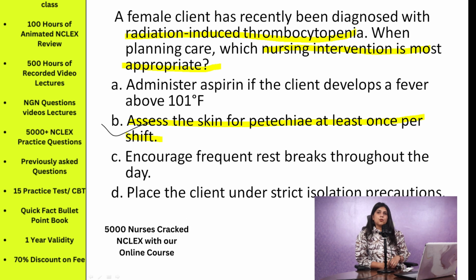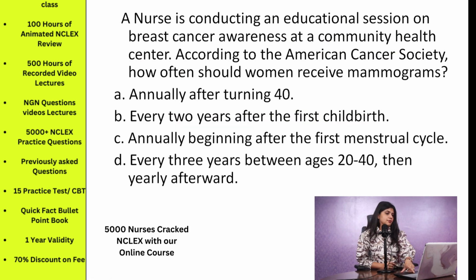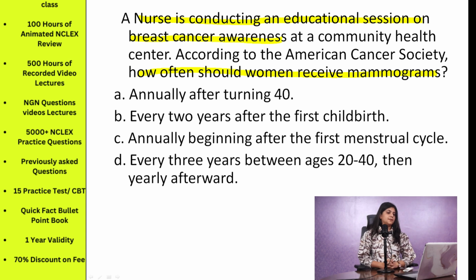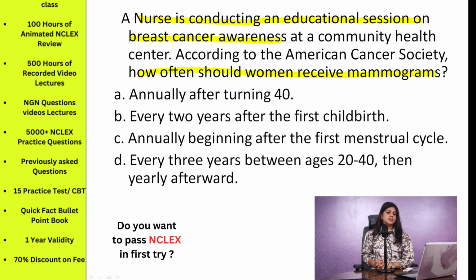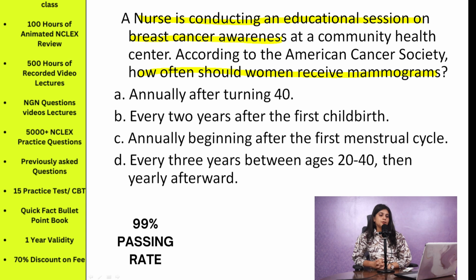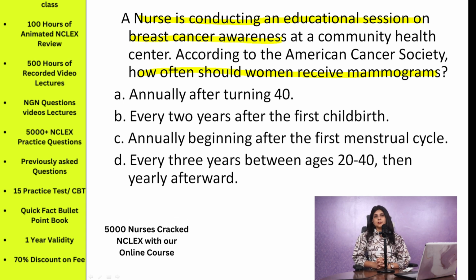Now that we've tackled that one, here comes the next question. A nurse is conducting an educational session on breast cancer awareness at a community health center. According to the American Cancer Society, how often should women receive mammograms? A. Annually after turning 40. B. Every 2 years after the first childbirth. C. Annually beginning after the first menstrual cycle. D. Every 3 years between ages 20 to 40, then yearly afterward.